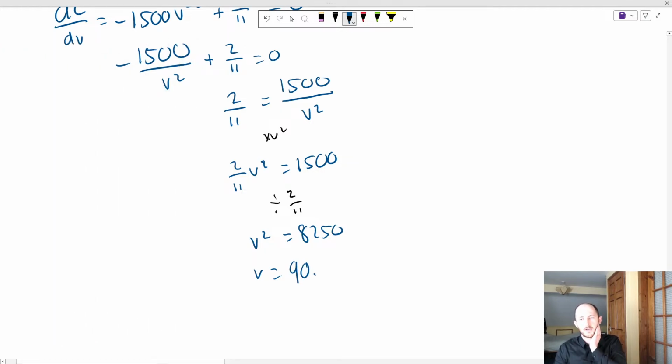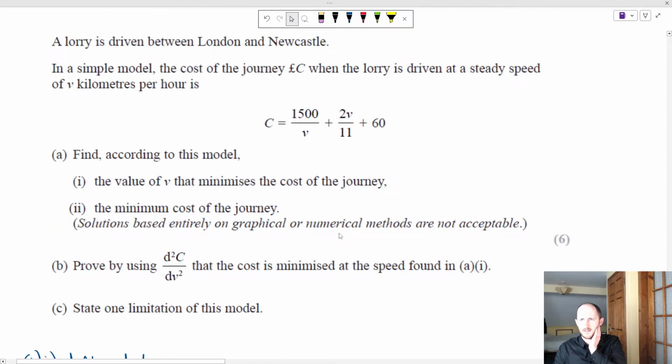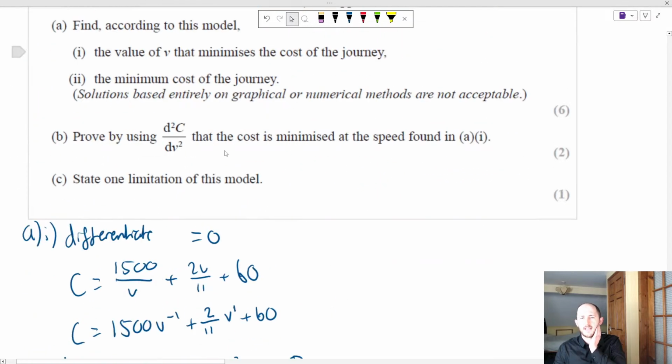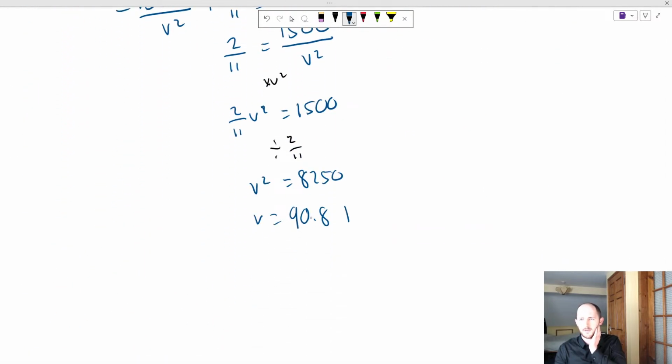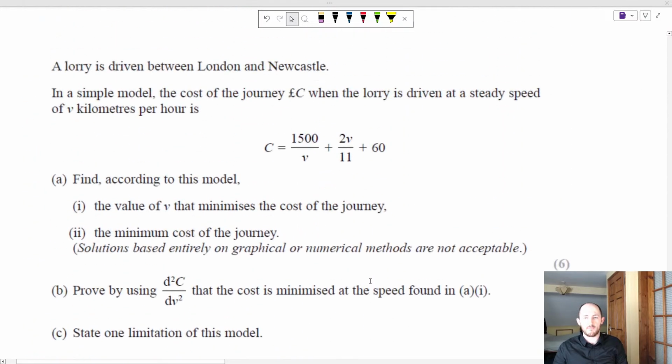Now, here's my question to you. Does it say what unit it is in? Kilometers per hour. So kph. There should have been a plus minus here, right? Because I square rooted, there should be a plus minus. So can anyone see why I just took the positive?